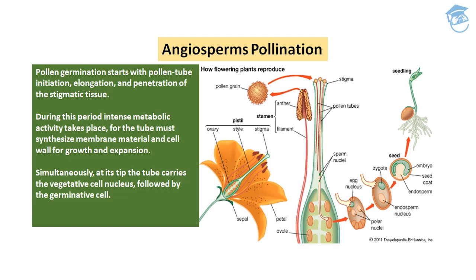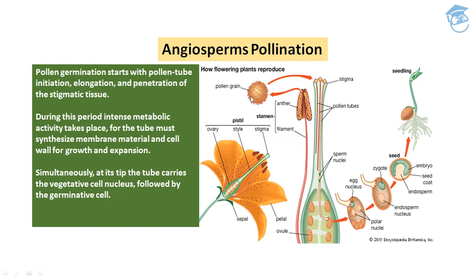The pollen tube must synthesize membrane material and cell wall for growth and expansion. And simultaneously, at its tip, the tube carries a vegetative cell nucleus, which is followed by the germinative cell. As we know, this is the pollen grain, and it has a germinative cell and a vegetative cell.